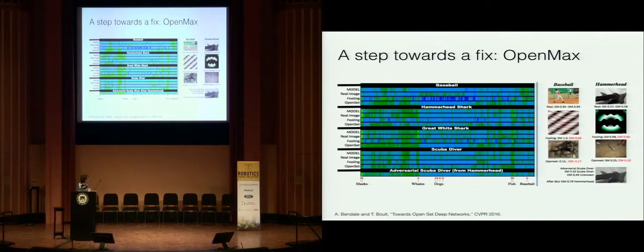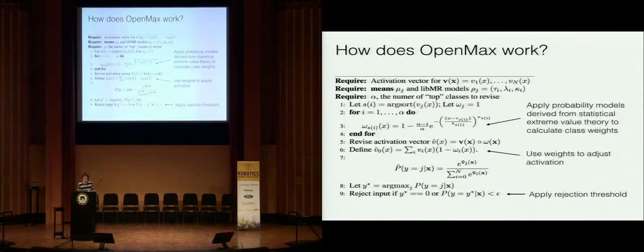You solve the fooling image problem. Here, softmax gives 100% confidence in this particular image for being a baseball. With OpenMax, it's getting 0, which is expected. Same thing here for this fooling image meant to be a hammerhead shark. OpenMax rejects it. So what exactly could you do to make this work? What is OpenMax doing that's different from softmax inherently?